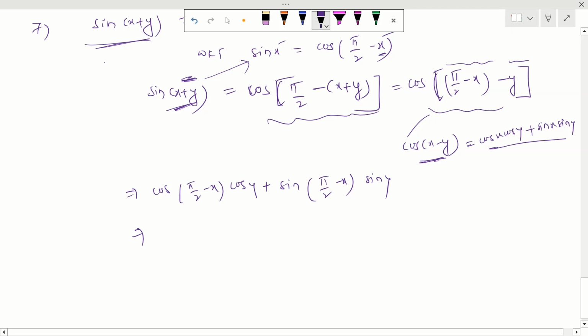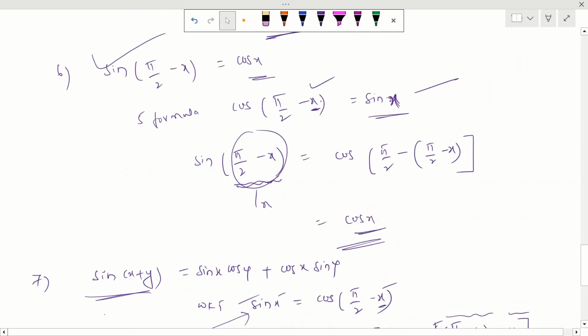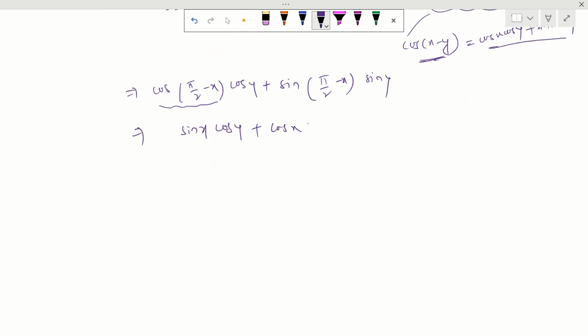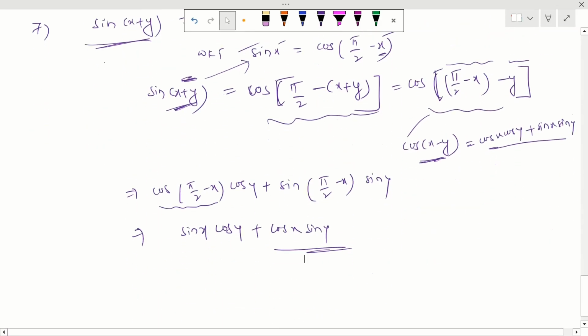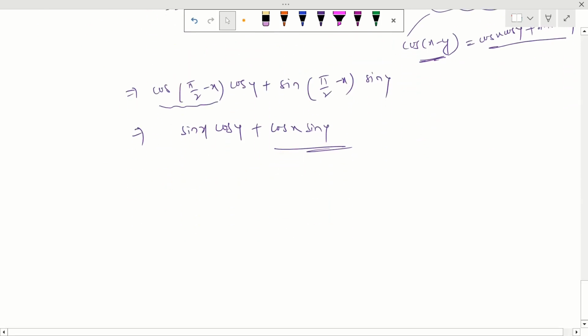Now how can we write this? Cos of (pi by 2 minus x) is sin x, by the formula cos of (pi by 2 minus x) is sin x. So this is sin x cos y. And sin of (pi by 2 minus x) is cos x, by the sixth formula: sine of (pi by 2 minus x) is cos x. Then it is sin y. Hence it is proved: sin of (x plus y) is equal to sin x cos y plus cos x sin y. This is proved.